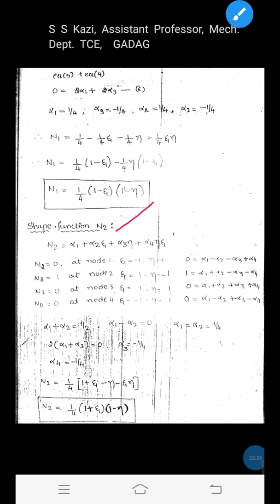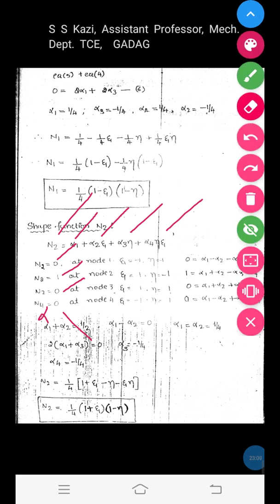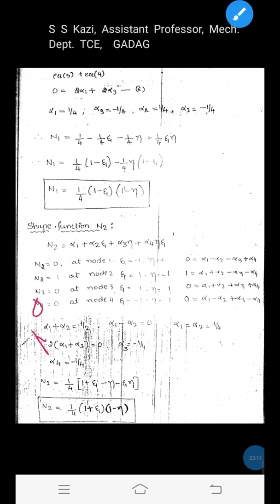Shape function n2, again the same polynomial function you assume, n2 is equal to alpha 1 plus alpha 2 zeta plus alpha 3 neta plus alpha 4 zeta neta. Just you need to substitute the conditions for n2 only at the nodes 1, 2, 3 and 4. n2 is 0 at node 1, n2 is equal to 1 at node 2, and it is 0 at other nodes, that is n2 is 0 at third node. Sorry, it is a misprint, you just take it as n2. n2 is 0 at node 4.